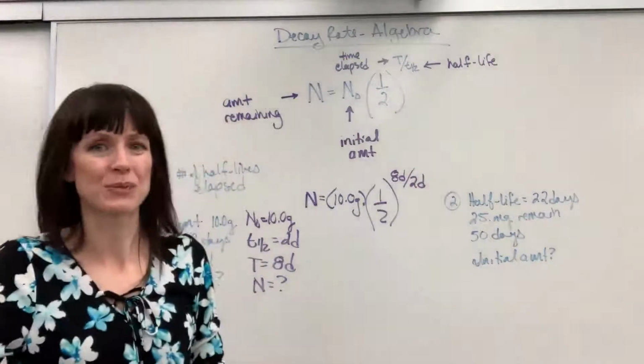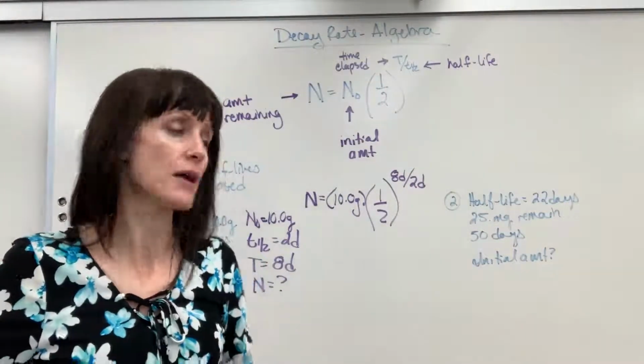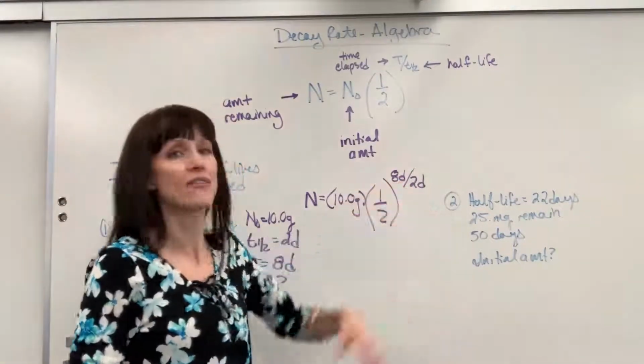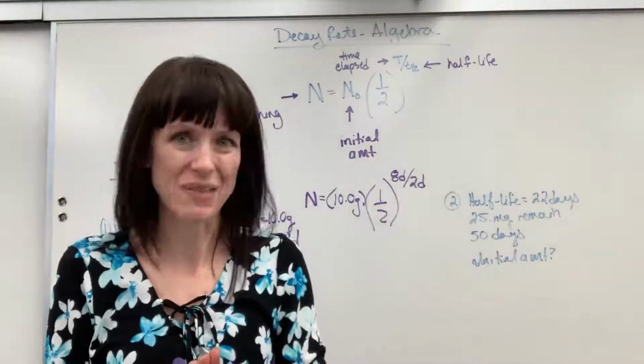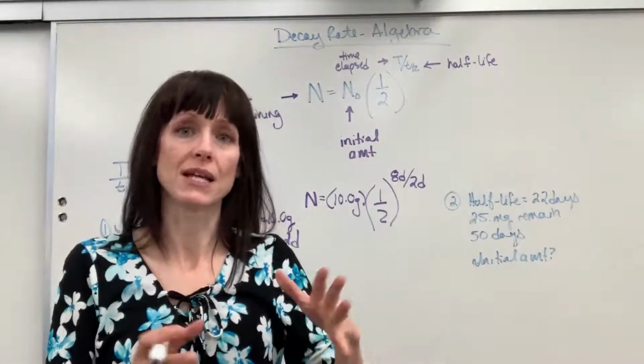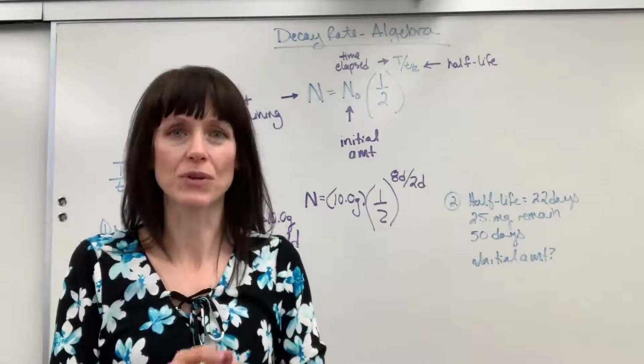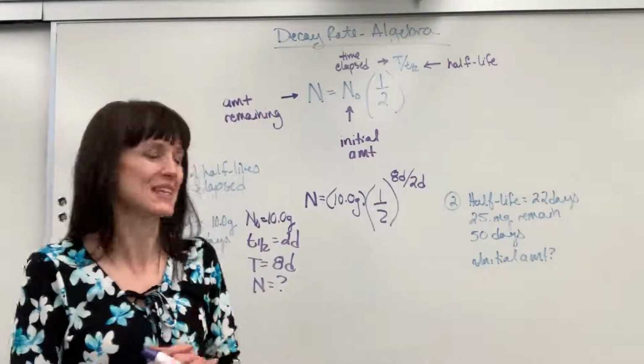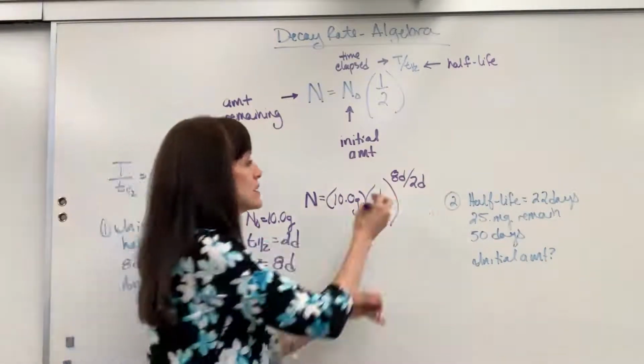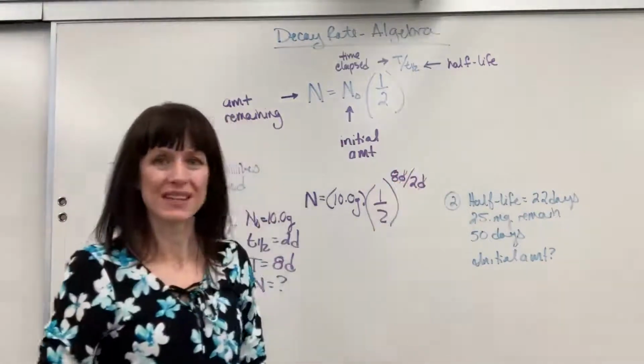Okay, two things that I'd like to point out. Be really careful that the time for time elapsed and half-life, they have to be the same unit of time. So if you have one in years and one in days, you need to convert them to be the same unit. Doesn't matter which unit, they just have to be the same unit. So when you divide them, you can see that those units will cancel out.